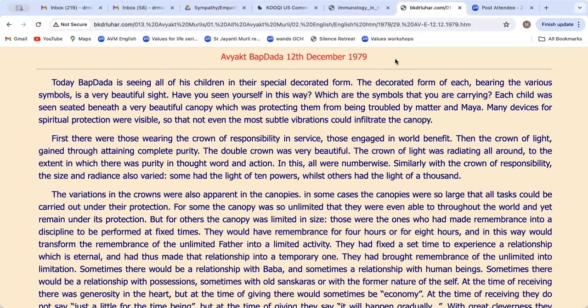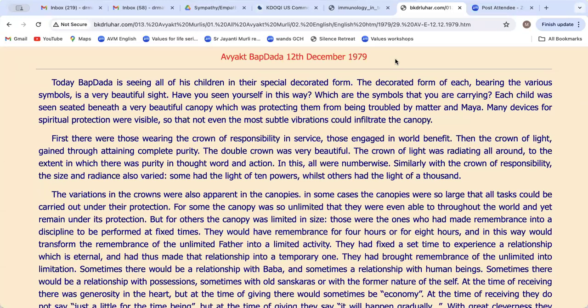Similarly, with the crown of responsibility, the size and radiance also varied. So not only the brightness and radiance, Baba is also saying the size here now. And again, remember, this is not about any gross size. It is about the subtleties which Baba is speaking.